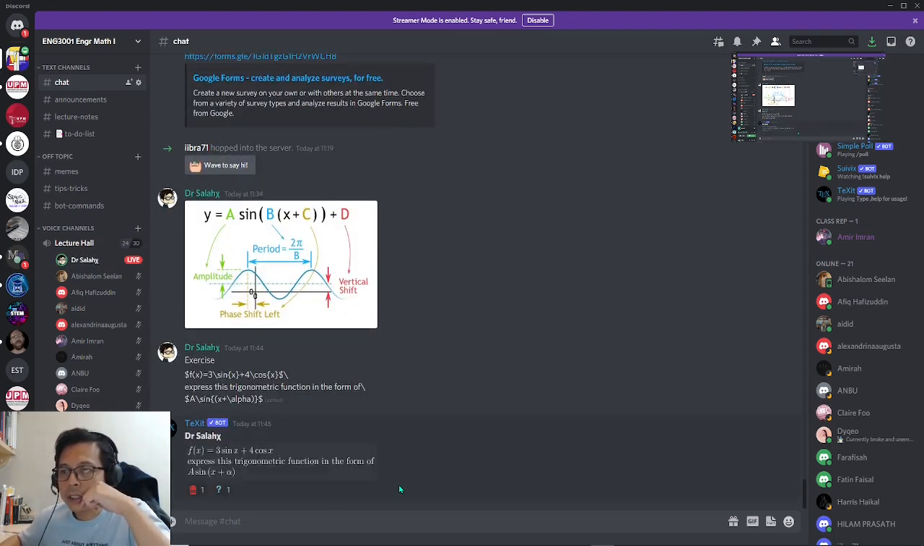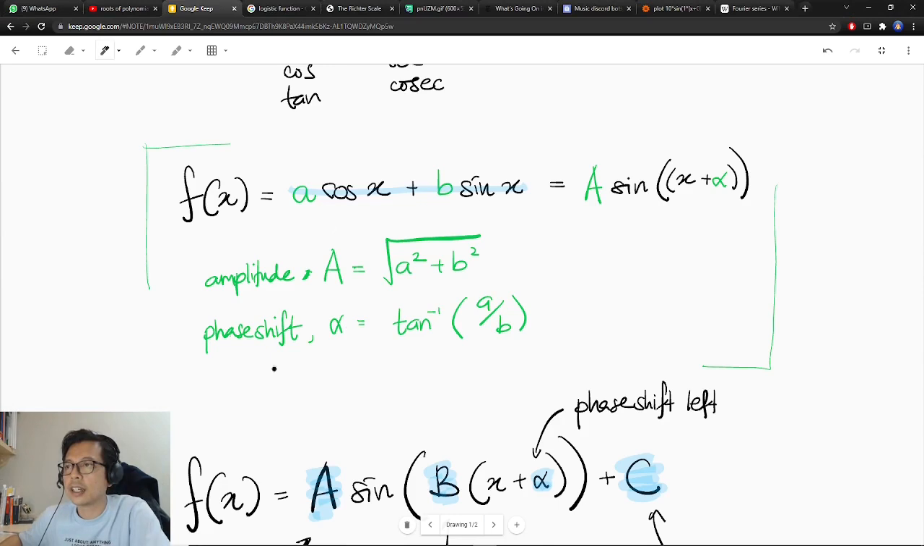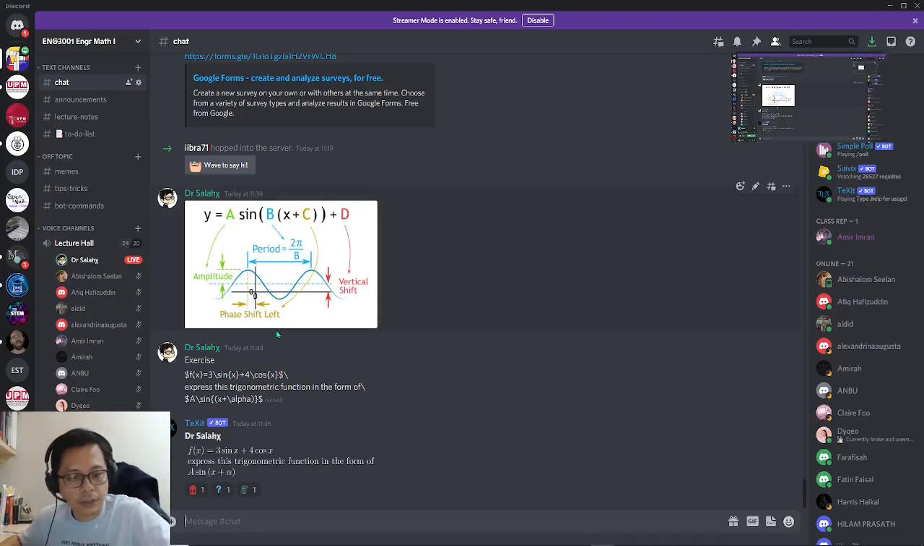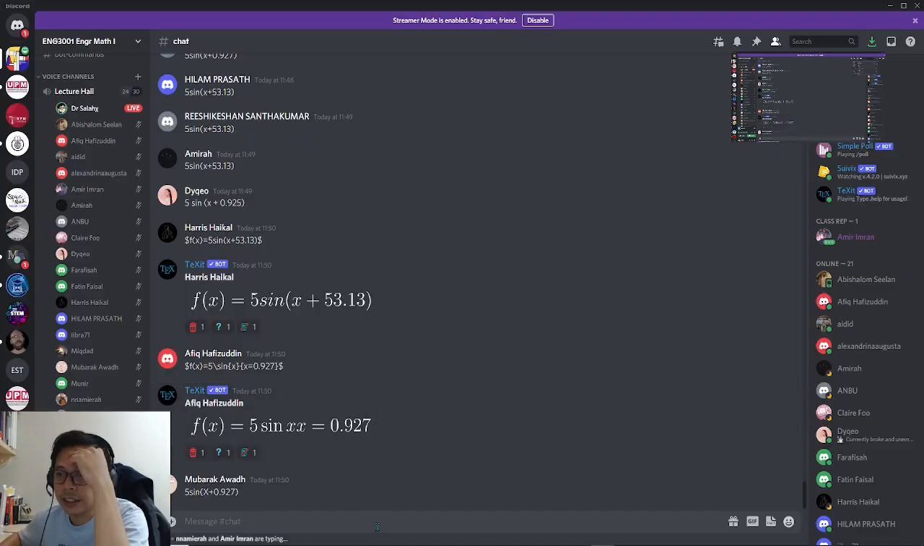All right, look at the chat box here. So you have f of x equal to 3 times sine of x plus 4 times cosine of x. Express this trigonometric function in the form of A times sine of x plus alpha. And use the formula from just now. I hope you have written this in your notebook, and then tell me what you got for this one.